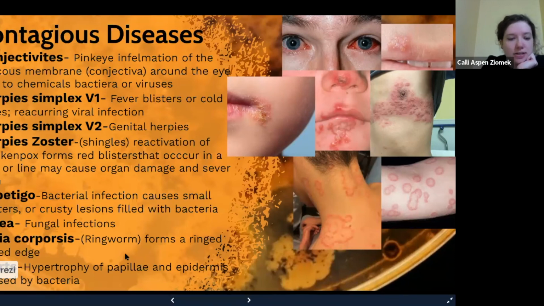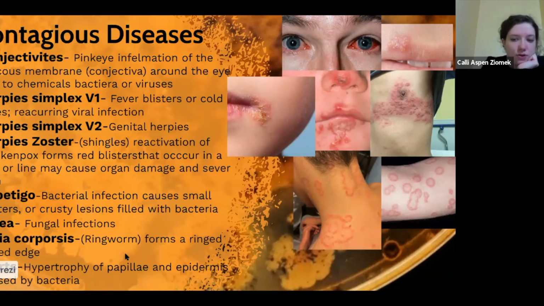Then you have tinea, which are any type of fungal infections. So like athlete's foot, any of those. Those are all in your tinea.